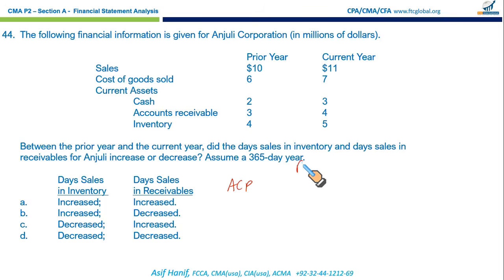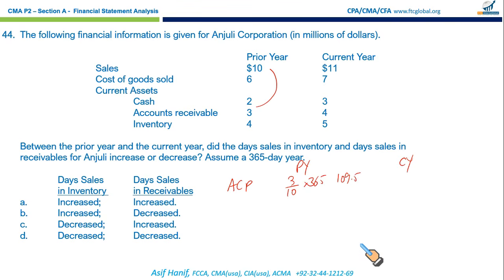for both years, prior year, current year for short. Average collection period is your receivables divided by sales, that is 3 by 10. 3 by 10 multiplied by 365, it gives you 109.5.